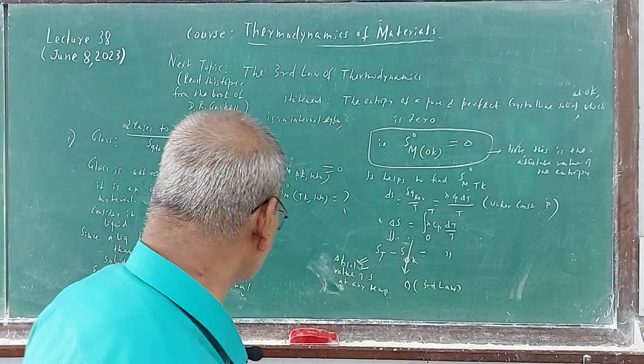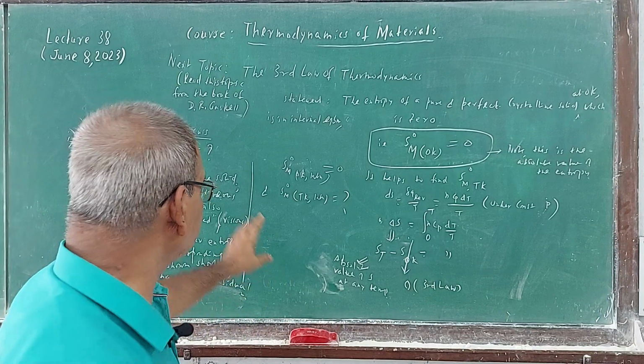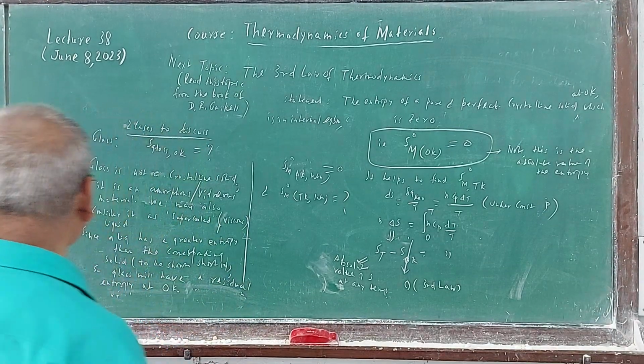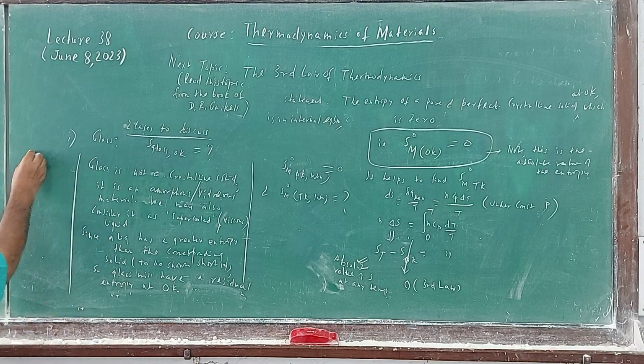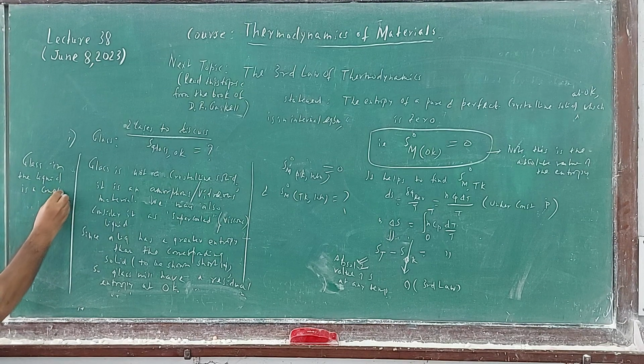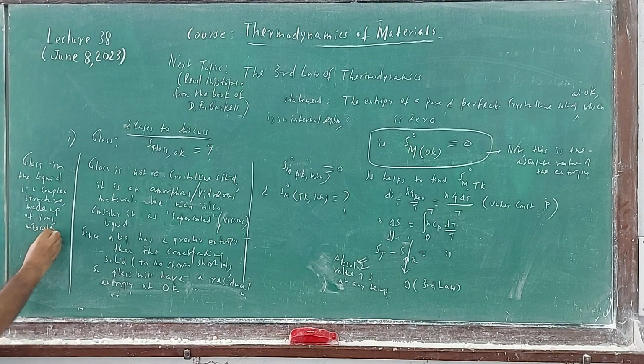So we don't hope to have it on this complex structure. Glass is a complex structure, okay? Glass is a liquid to solid. You are trying to convert it into crystal, solidification, trying to solidify. Glass in the liquid state is a complex structure made up of ions or molecules or atoms.